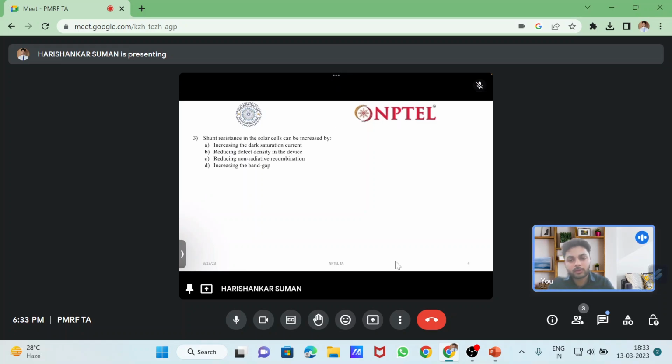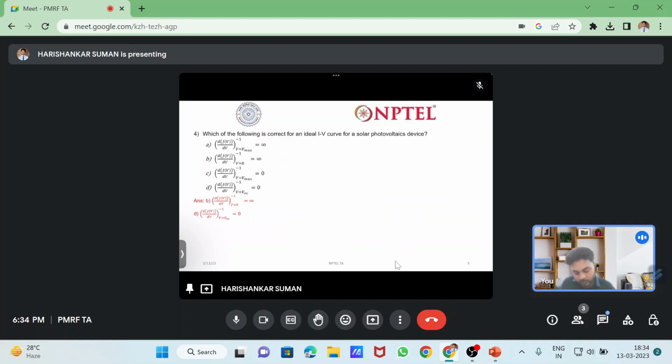Third question is about shunt resistance in the solar cell, which can be increased by. We have to increase shunt resistance to maximize the fill factor. B and C, yes, we have already said. Reducing the defect density in the device: if there is no defect density, then obviously shunt resistance increases and non-radiative recombination should decrease. Okay, so this is straightforward.